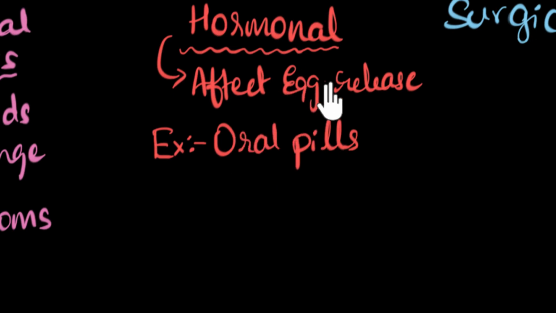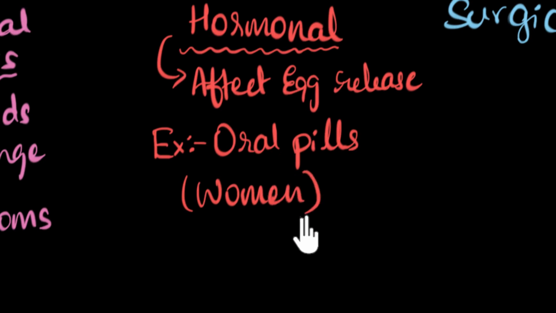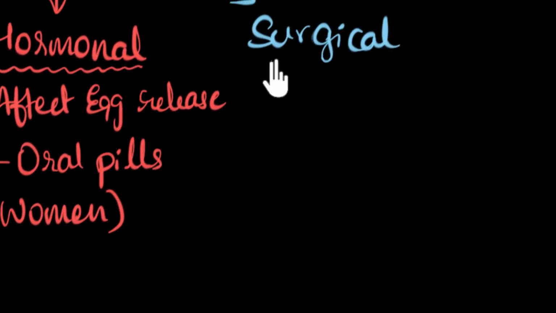And since it's affecting the egg release, this means that it's done for women. Why not for men? Well, because in women, we just have one egg to concentrate on, and that's a little easier. In men, we have millions of sperms, and so it's very difficult to make all the sperms inactive, right? So hormonal methods are usually for women. And that now brings us to the third one, the surgical method.